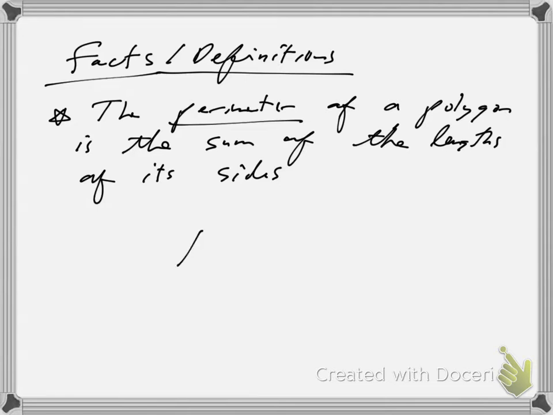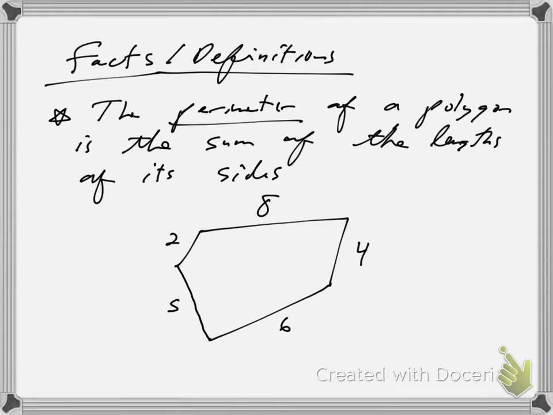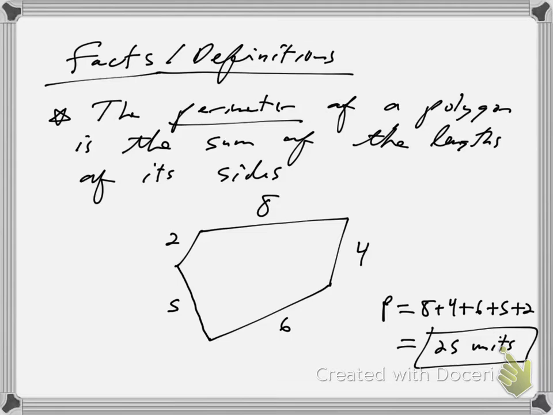So if I have some regular polygon here, like that, and this is 8, 4, 6, 5, and 2, then the perimeter of that polygon is the sum of those. 8 plus 4 plus 6 plus 5 plus 2, which in this case is 12, 18, 23, 25. 25 units. And we use the word unit. If they don't give us inches or centimeters or feet, we just use the terminology units. Okay? So that's the first fact. Let's do another fact.